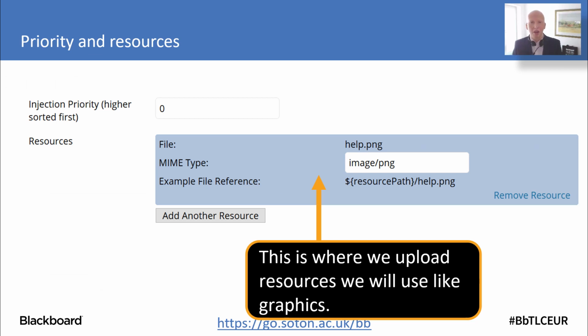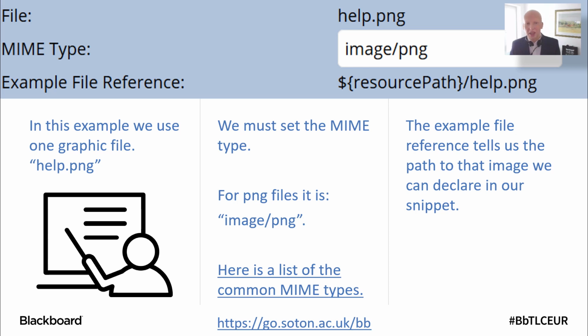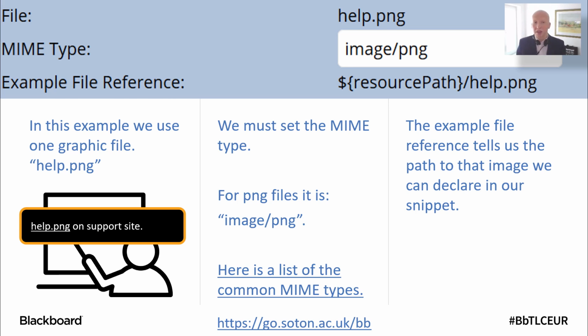So let's see how that works. So the graphic was called help.png, and by the way, I have that graphic on the support site, so you could use it as well if you wanted to. We have to set the MIME type, and for PNG files, it is image/png. The reason we have to set it is so that it will load correctly. You don't really need to know what MIME types are, you just need to know what to type into that box. And I've included within this presentation and on the support site a list of common MIME types. And the file reference tells us the path to that image so that we can declare it in the snippet.